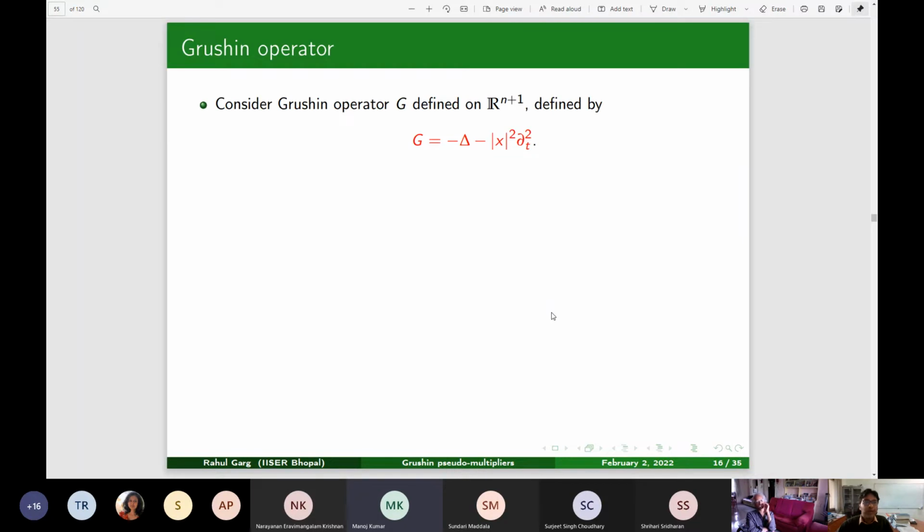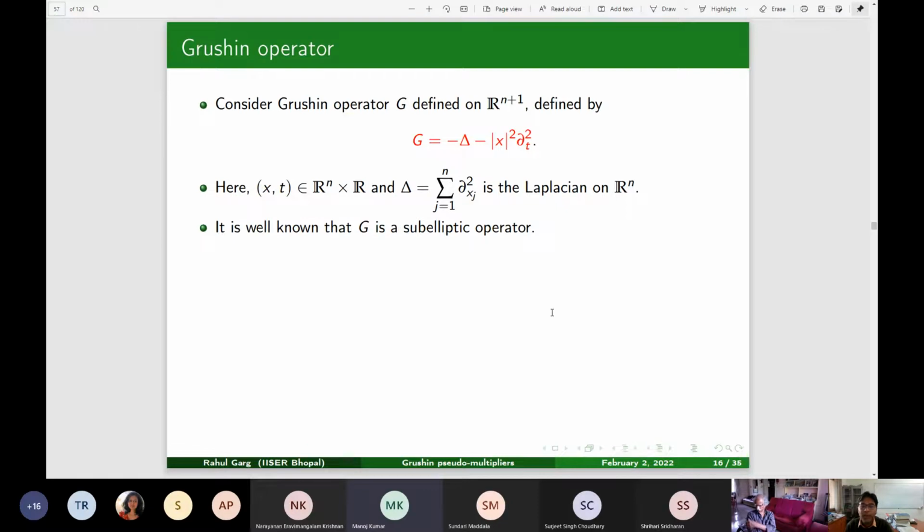Moving on, as the title of the talk says, we have to talk about Grushin operators. So this is the definition of the Grushin operator that I'm taking: minus Laplacian minus mod x squared del t square. So I'm working on Rn plus 1 and I'm writing Laplacian to be on Rn, and this del t is with respect to the last variable t on R. So this is the notation I'm using, (x,t) from Rn cross R, and Laplacian is the usual Laplacian in n variables. It is very well known that G is a subelliptic operator.